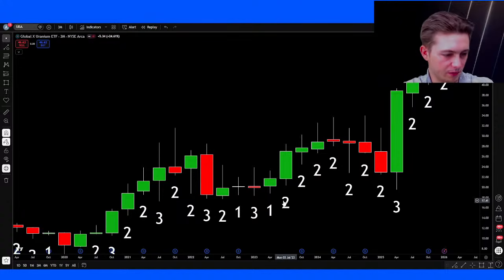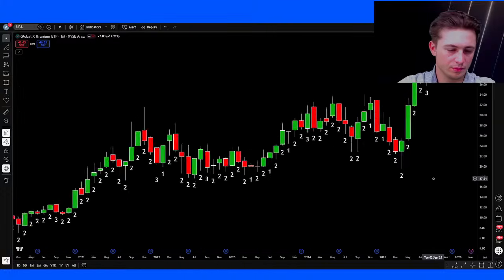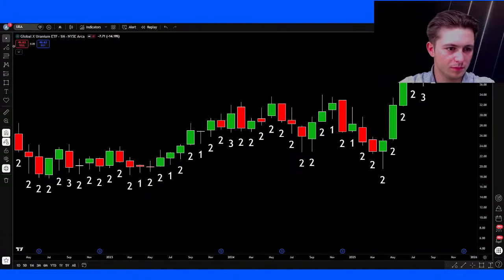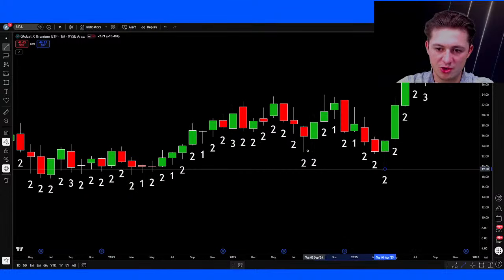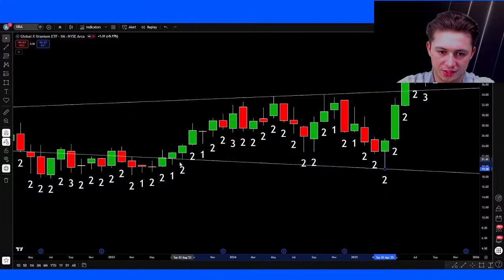I did not see what you were discussing here. We're looking at this 2 down in green hammer. You could either draw it like this, right? New low, new high, new low, new high. Or you can draw it like this.